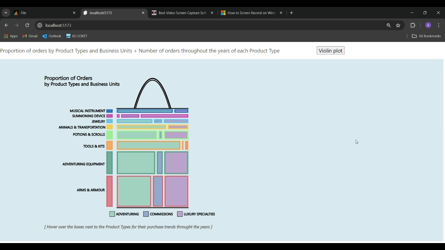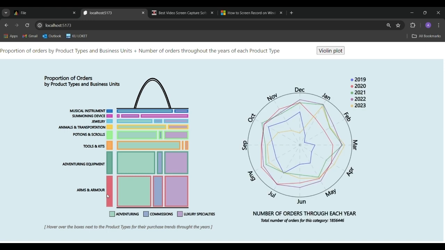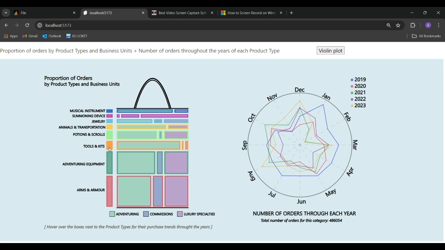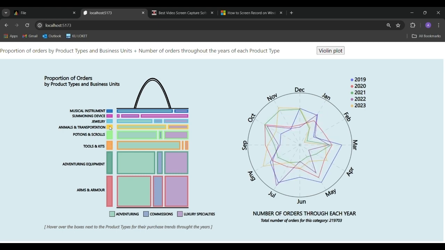Now we will look at another implementation within the shopping bag. So when you hover over a specific product type, we will get the purchasing trends for that specific product type throughout the year. And the different years are displayed in different colors to easily distinguish. And we can do this for every single product type, and we get the corresponding wheel.